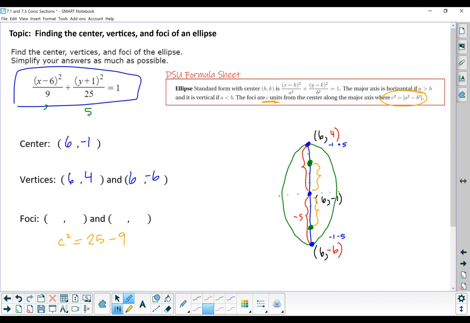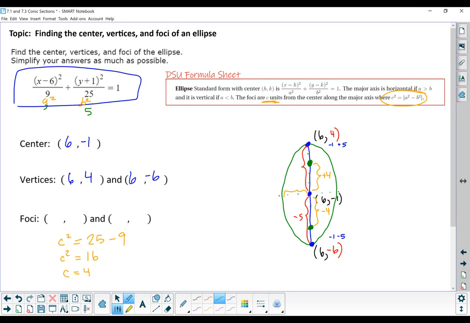Now, if you're looking at your equation, remember this is like an a squared and a b squared. So they are already squared if you're looking in the equation. Or if you're looking at your shape, then you do want to square it. So 5 squared is 25 and 3 squared is 9. So whichever is the easier place for you to see what you need to see. So c squared is 16, and that means our c value is 4. So the focus is 4 below and 4 above the center.